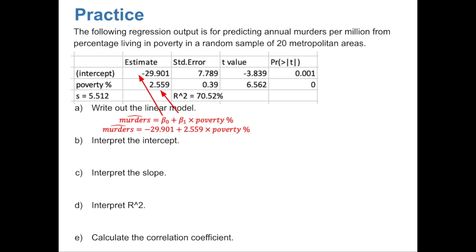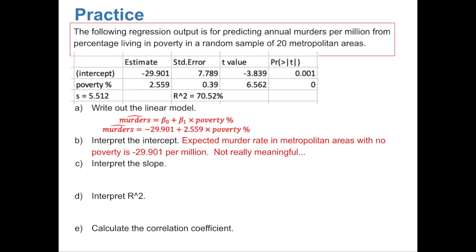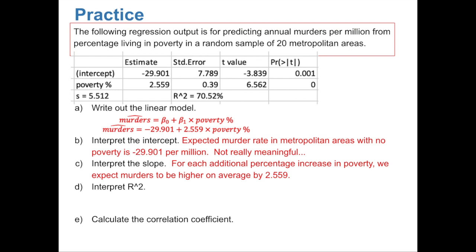Let's interpret the intercept. The expected murder rate in metropolitan areas with no poverty is about negative 29.901 per million. This really isn't meaningful at all, considering we can't have negative people per million. But let's interpret what the slope means, that 2.559. For each additional percentage increase in poverty, we expect murders to be higher on average by about 2.559 murders per million, to be more specific.